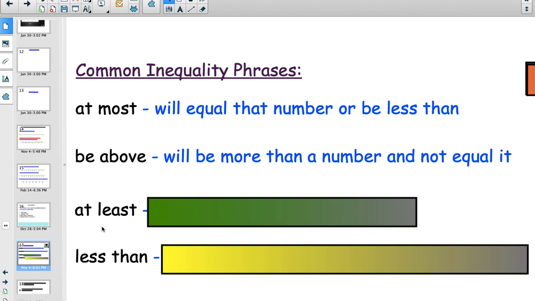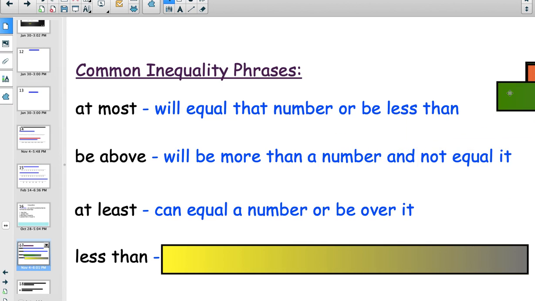At least. Well, this one's confusing because when people see least, they always think it's got to be small, so a small number or smaller than. No, at least means, for example, I have at least 20 bucks in my pocket. I could have 20, or I could have 100. I said I had at least 20. So at least means it could be that number, or it can be over it.